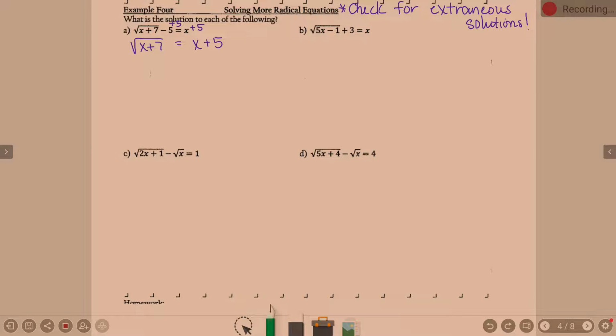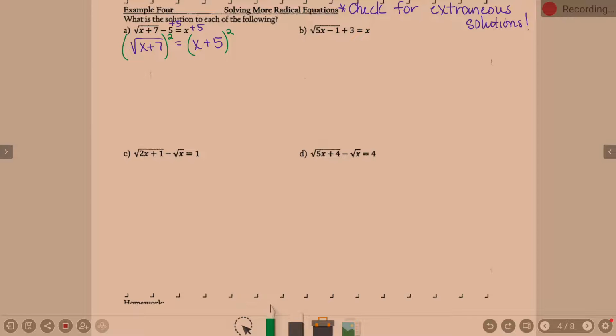What's my next step? I've got the radical by itself. Cube it. Not cube it. Square. Okay. Raise it to some power. Is that a better way to put it, generally speaking? Because this is a square root, we're going to raise it to a power of 2. If I square the left, we're going to square the right.